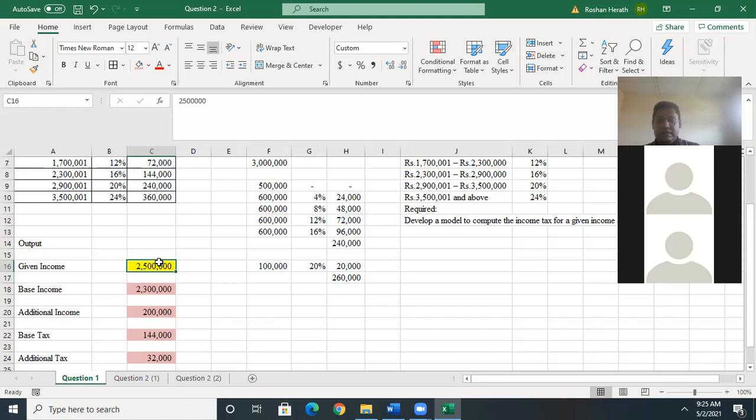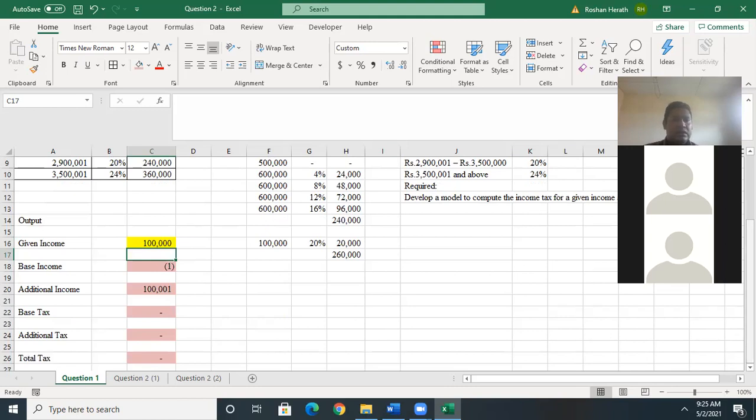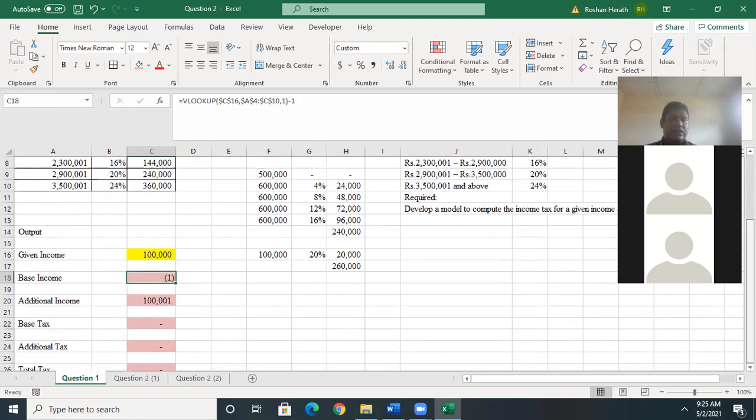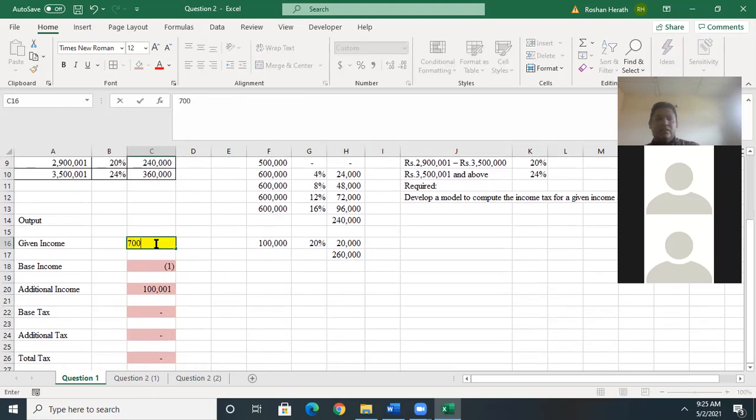If you take your income level as 100,000, you can see no tax is there. Here the formula shows -1 because the base income is going to be 0, 0, -1, right? But the tax is correct, no? Total tax. If you take it as 700,000, yes, it works. No base tax, but the total tax is 8,000. Hence it suggests what we have done is correct, right?